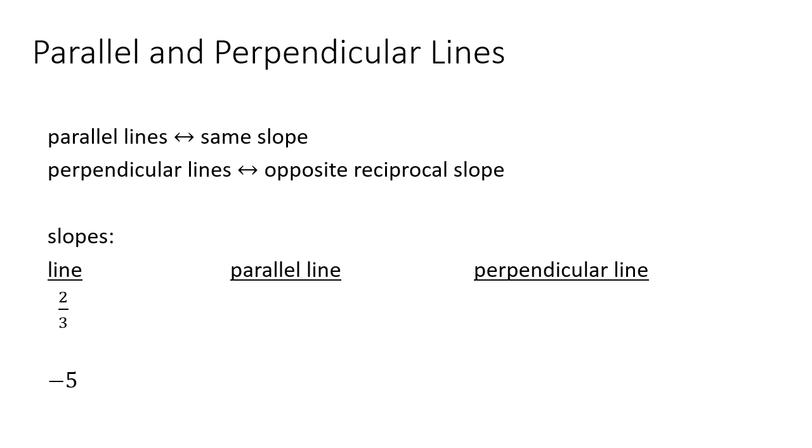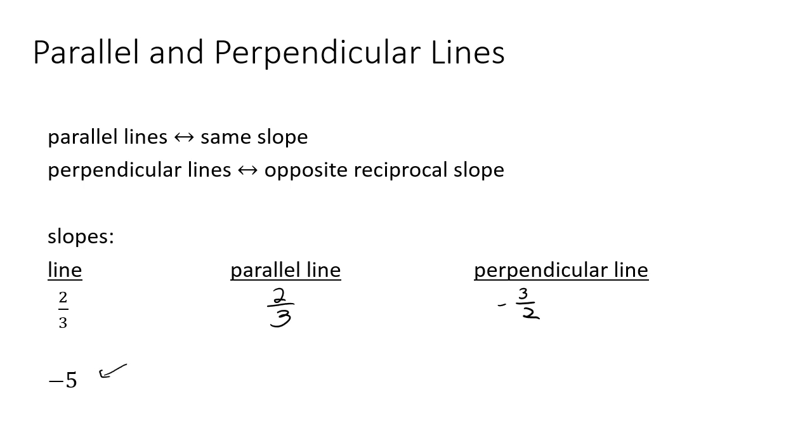All right, so let's start with the line that has slope 2/3. A parallel line would have to have the exact same slope, so it would also be 2/3. A perpendicular line would have to have a slope of the opposite reciprocal, so it would have a slope of -3/2.